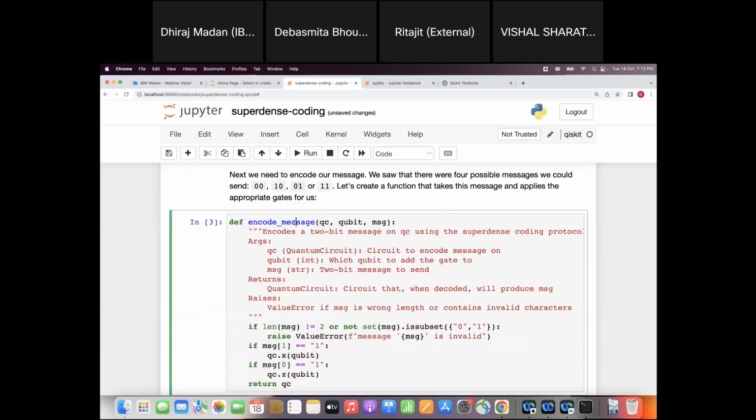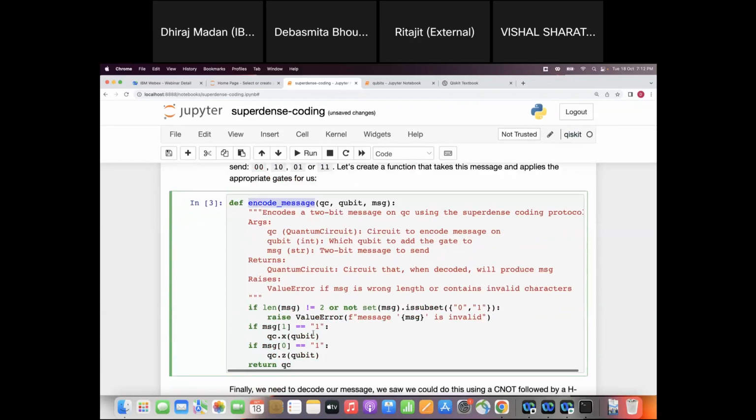And now let's have a circuit which encodes the message. So now we assume that Alice has the first qubit, and based on the message, she can apply an operation to her share of the qubit. So this function is more generic. It takes this qubit as a parameter.